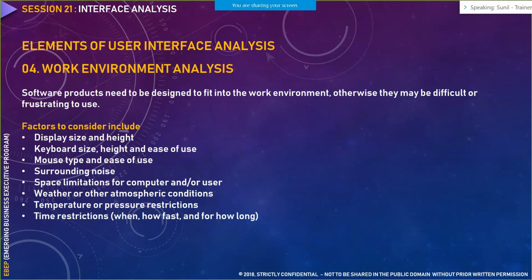After that, we do a work environment analysis, wherein software products need to be designed to fit into that work environment. Otherwise, they may be difficult or frustrating to use. So the factors would be display size and height, keyboard size, height, and ease of use, mouse type and ease of use, surrounding noise, space limitation for computer, or weather or other atmospheric condition, temperature or pressure restriction, time restriction, when, how fast, and for how long. So these are the environment aspects that you need to consider when you are building those elements for your user interface analysis.